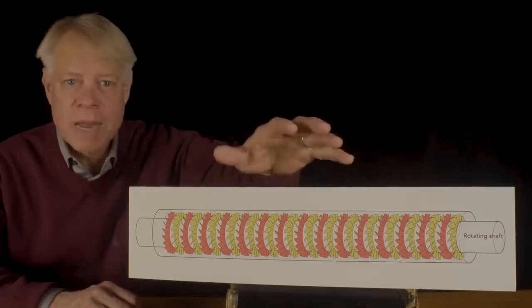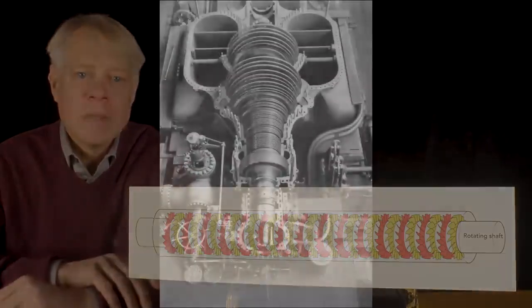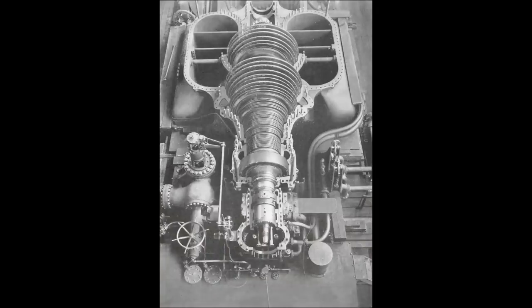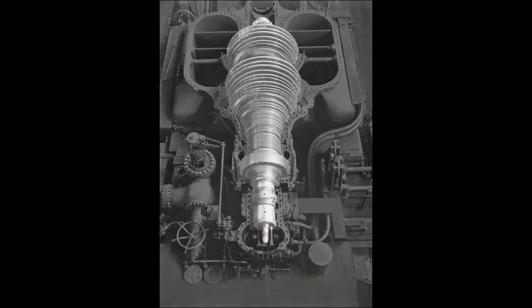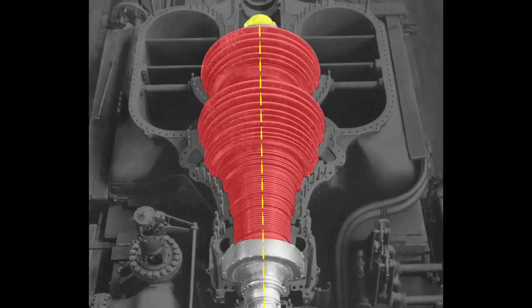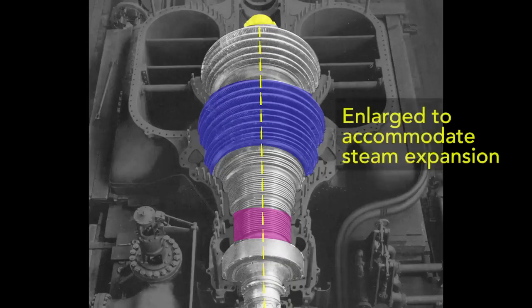In this schematic, they appear to be the same size, but if we look at Parsons' actual turbine, we see the different size bladed wheels as the steam progresses through the turbine. In this turbine, the shaft runs from the bottom of the photograph to the top, and steam enters from here. The bladed wheels are here. Notice the size difference between this section and this section. As the steam moves through the turbine, it expands. To accommodate that expansion, Parsons enlarged the spacing and the diameter of the bladed wheels.